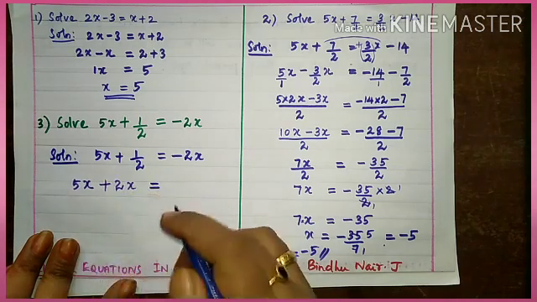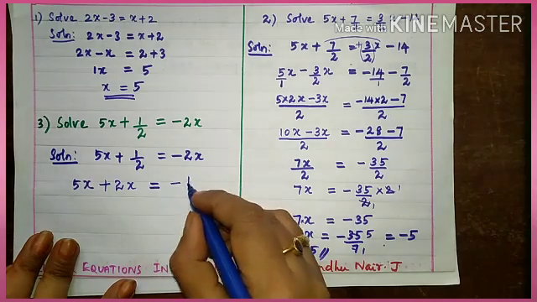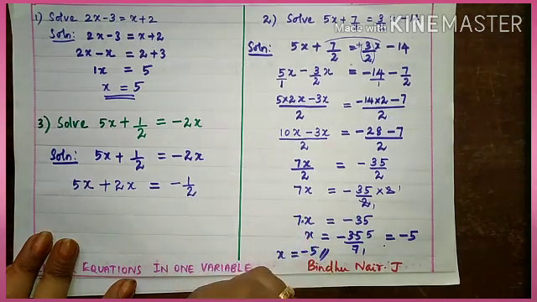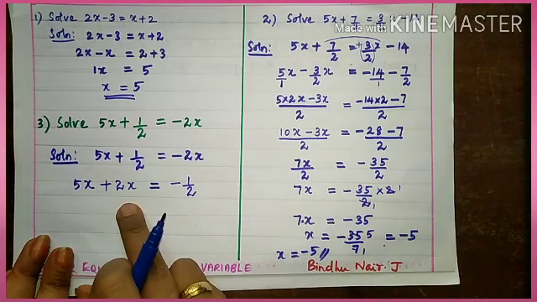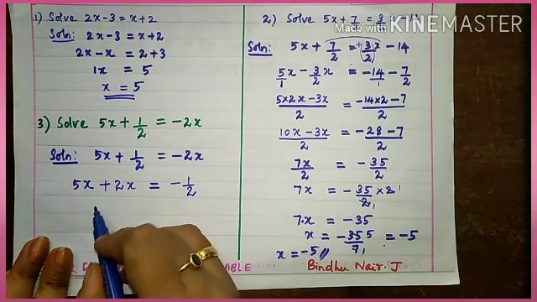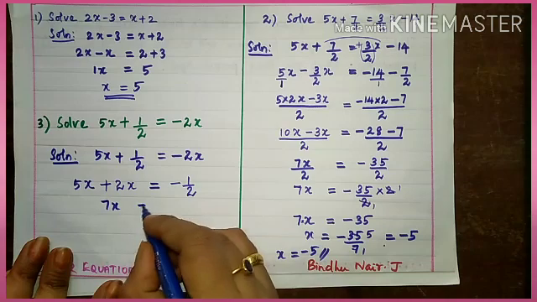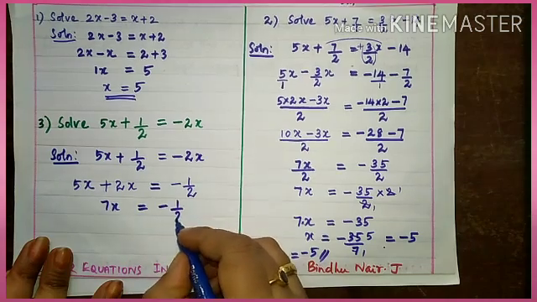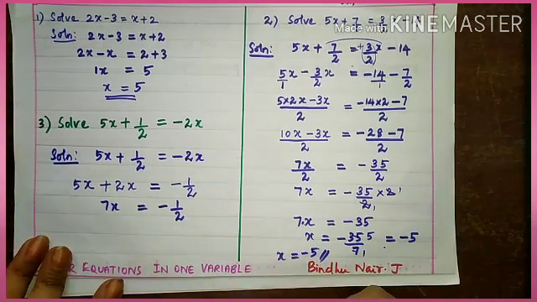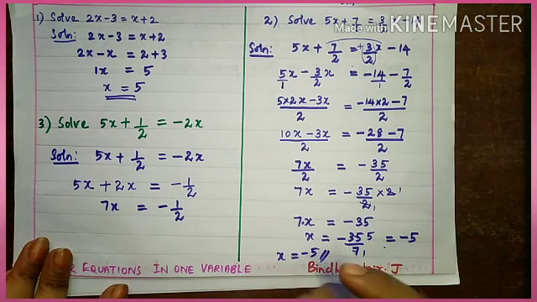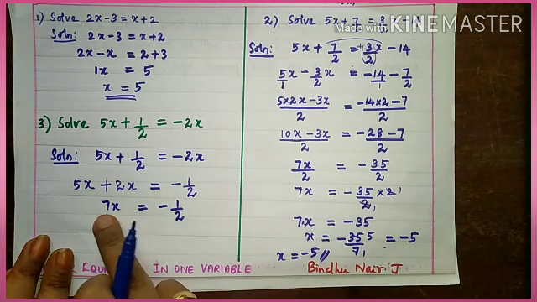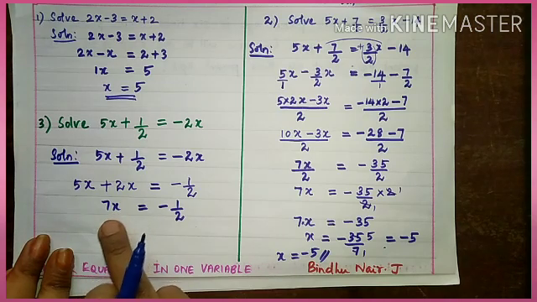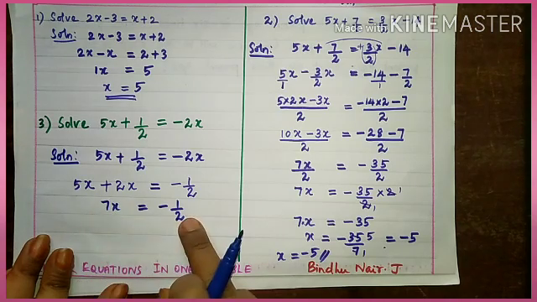Plus. So, it becomes minus 1 by 2. Now you see children, what is 5x plus 2x? 7x. So 7x is equal to minus 1 by 2. Okay. Now what is the next step? We want the value of x, but here it is 7x. 7x again multiplication. So transpose 7, it becomes division.